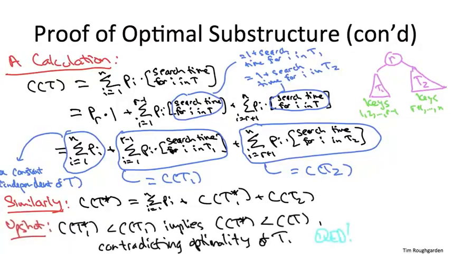And the point of all this algebra is that we now see in a very simple way what are the ramifications of cutting and pasting in this better left subtree. We get a better tree for the original key set, contradicting the purported optimality of the tree T that we started with. That completes the proof of the optimal substructure lemma for optimal binary search trees.